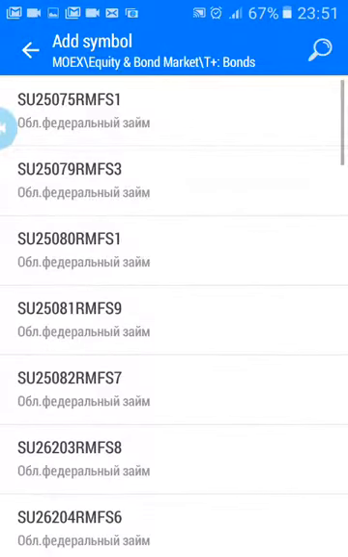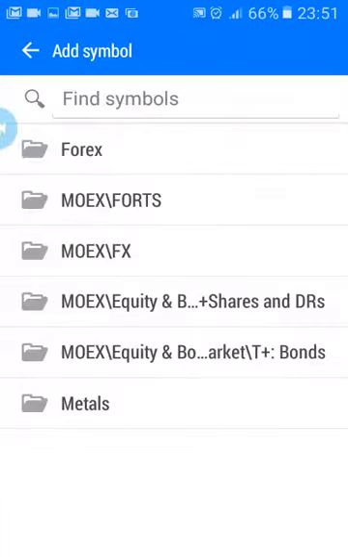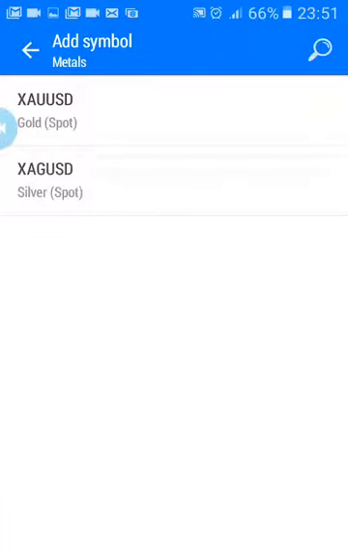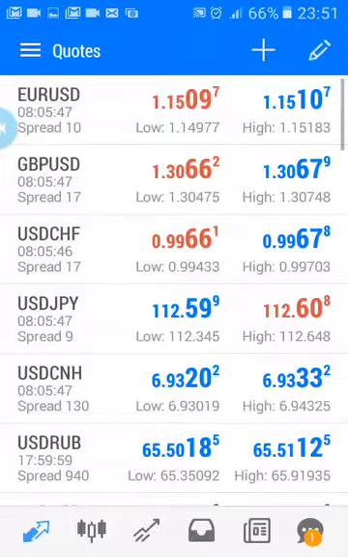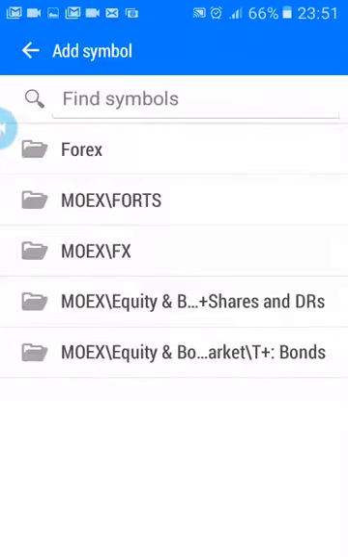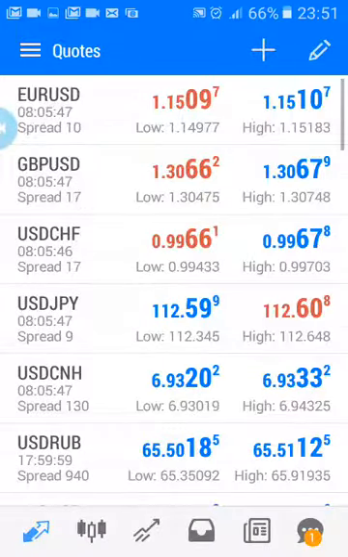Again, let's see here. I don't understand this. I log out. Metals, gold spot and silver spot. I'm adding these two. I understand them. So I'm done adding my symbols. So all of my symbols that I want are gone. So I'm pressing back. I'm back at my code platform.